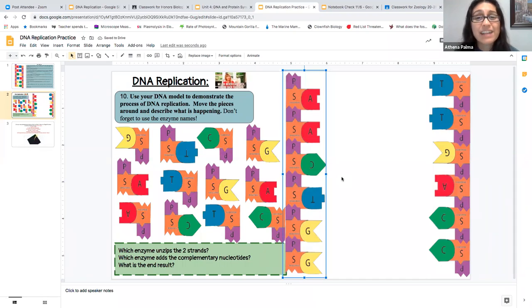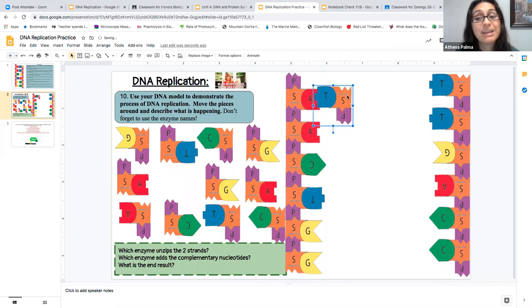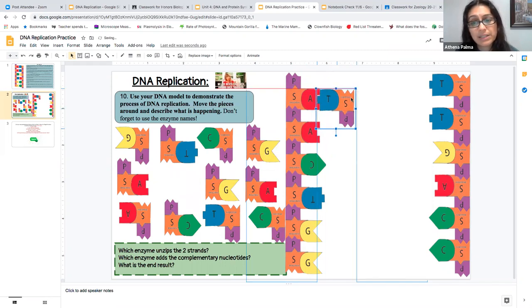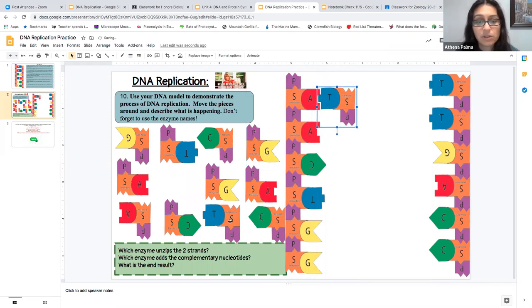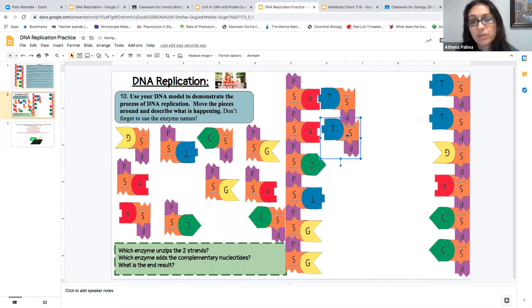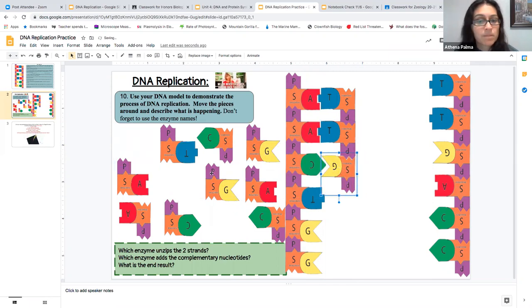DNA polymerase adds new nucleotides to the old strands. So here's an old original strand, here's an old original strand. So I'm going to add new nucleotides, and this is by DNA polymerase. Make sure you use your base pairing rules. You can't just throw any nucleotides there. A and T always together, G and C always together. And then I'm going to do the other side too.